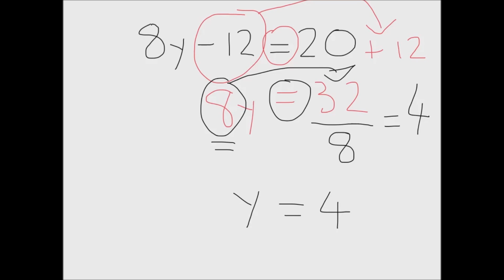Y equals 4. And we found that out by walking numbers over the bridge, and as we did so, we reversed what they were doing. If they were minusing on one side, they plus on the other side of the bridge. If they were timesing on one side, on the other side of the bridge, they divided.